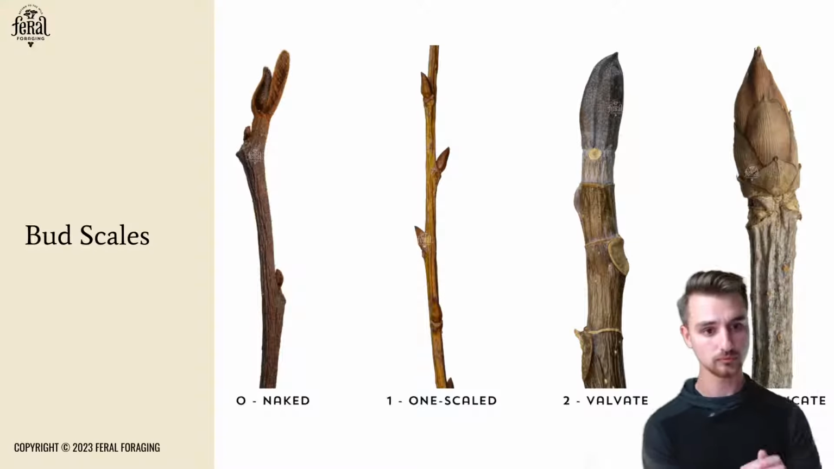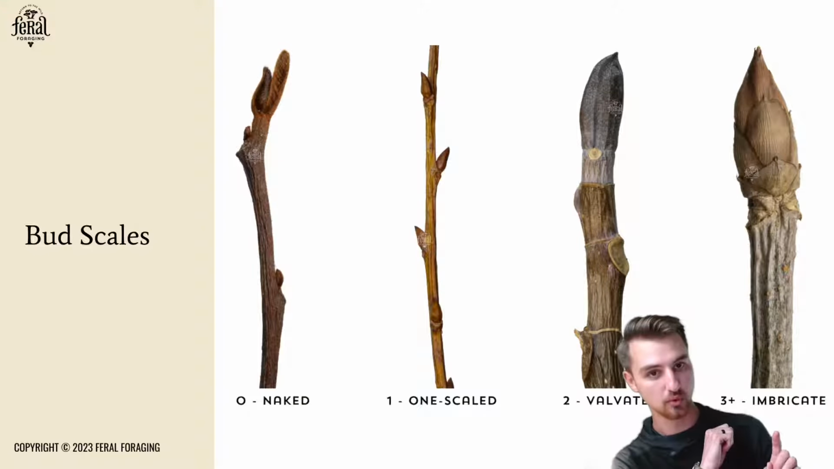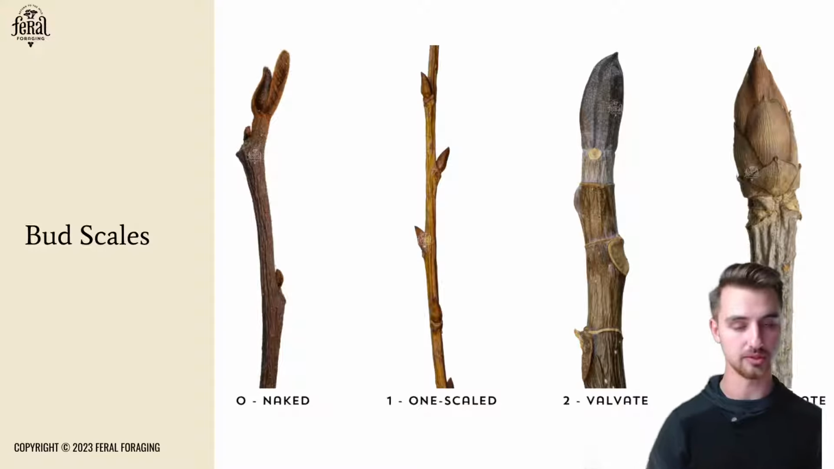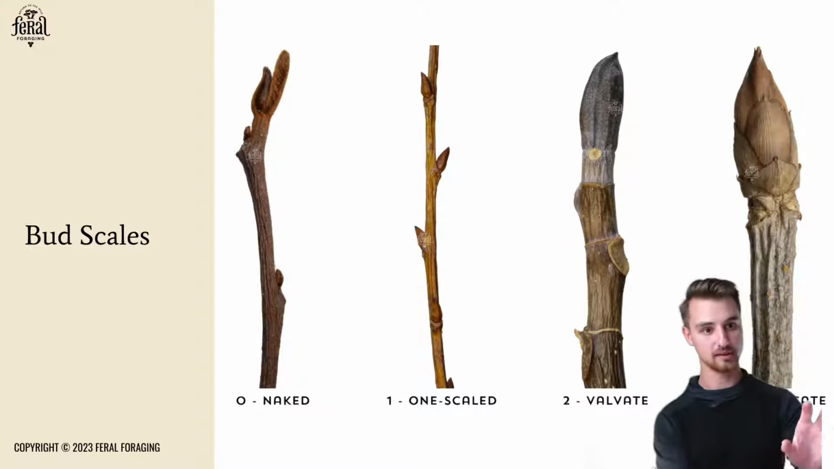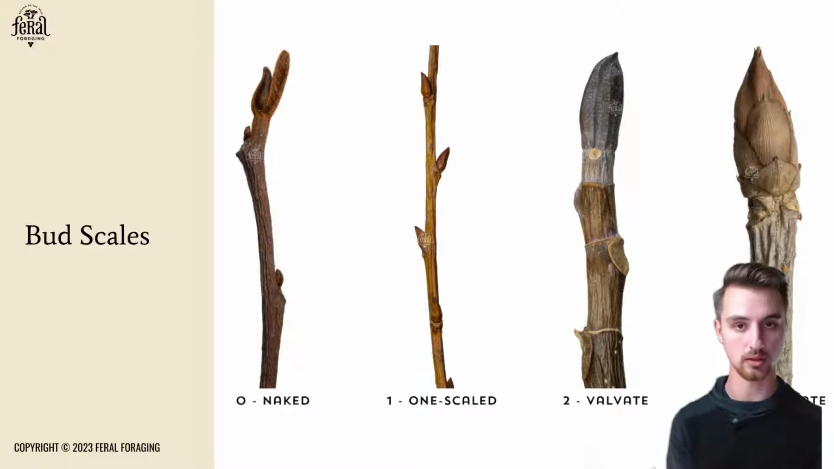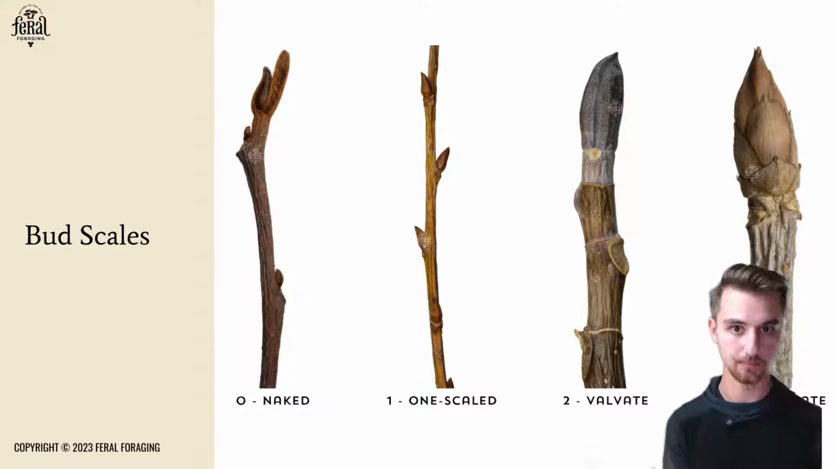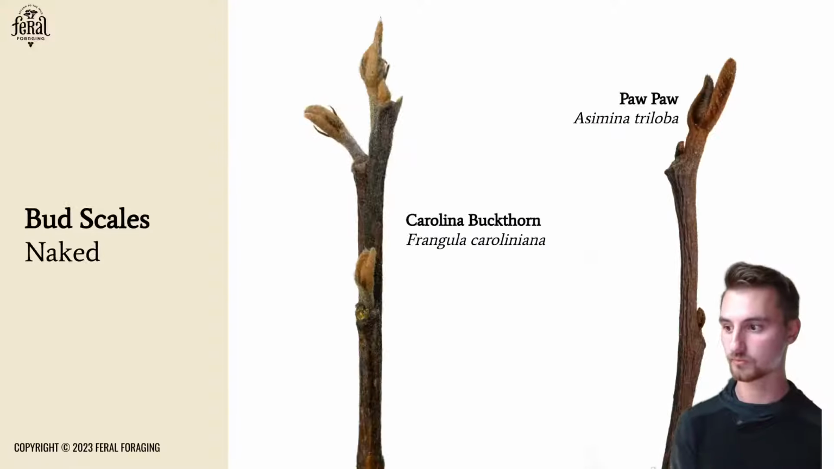So then here on the right side, we have the 3 or more bud scales, and that is called imbricate. But often you'll just see it called like many bud scales or 3 or more. So this one is from a horse chestnut, and we can see that there are certainly a lot of scales in this one. Just counting quickly, 1, 2, 3, 4, at least 7 bud scales, right? Definitely way more than 3, and we can clearly see them as well.